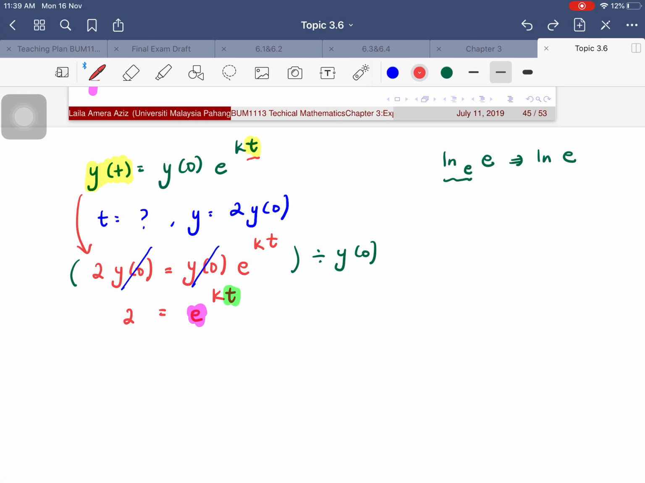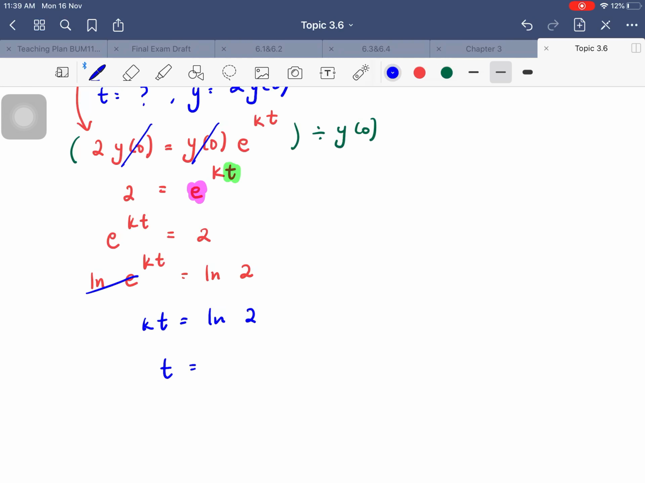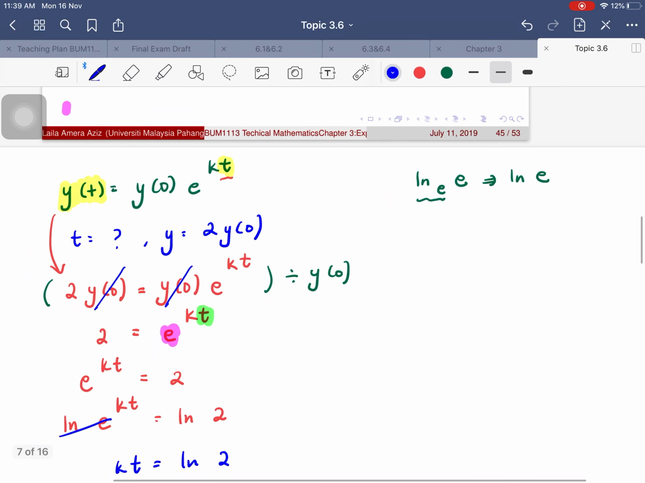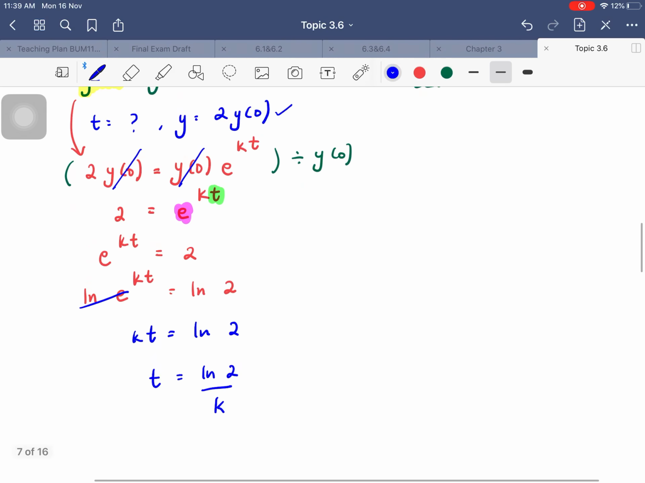So I'm going to log both sides of the equation. Let me write this as exponential kt is equal to 2, so now we log both sides. Log of exponential kt is going to equal log of 2. These two are going to cancel each other. So I'll end up with kt equals log of 2, and t equals log of 2 over k. So when the amount becomes twice the initial value, how long does it take? It's going to be the formula log of 2 over k. That's the formula that we can use.